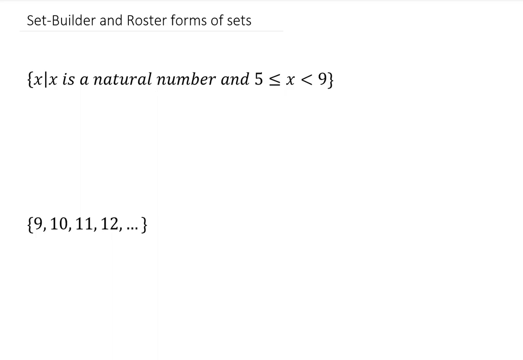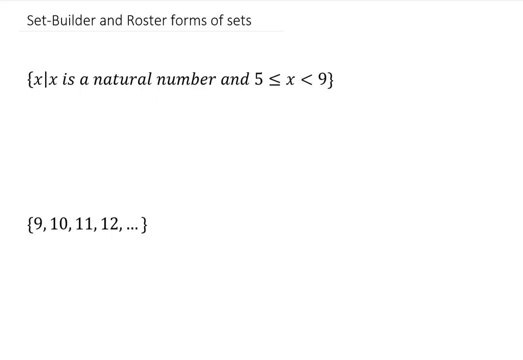This video is intended to be a short introduction to set builder and roster forms for sets. A set builder is the example of a set that's described in the top example here. We say the set of x, and then that vertical line is read as "such that" x is a natural number and 5 is less than or equal to x is less than 9. So this is called set builder because we are building the set by telling you the rule that you would follow to create the set.